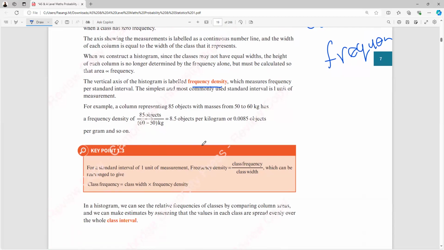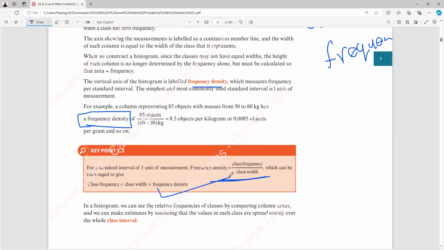Likewise, we can calculate the frequency density. So for a standard interval of 1 unit of measurement, frequency density is normally equal to class frequency divided by the class width, which can be rearranged to give, if we make class frequency the subject, class frequency is equal to class width times frequency density.